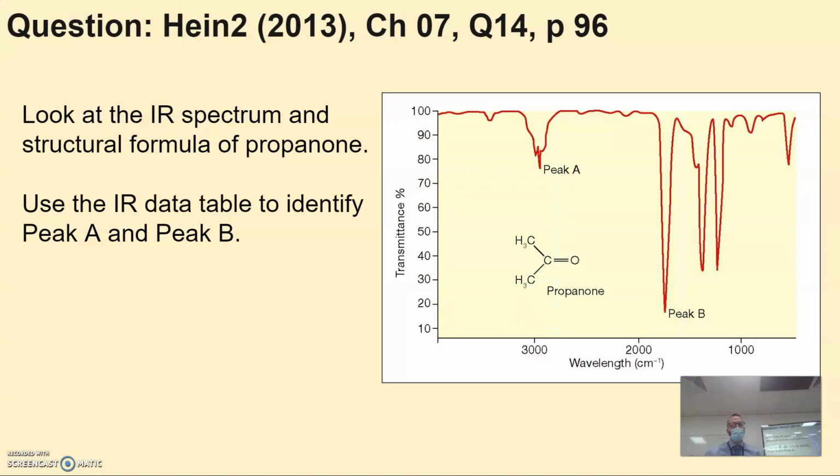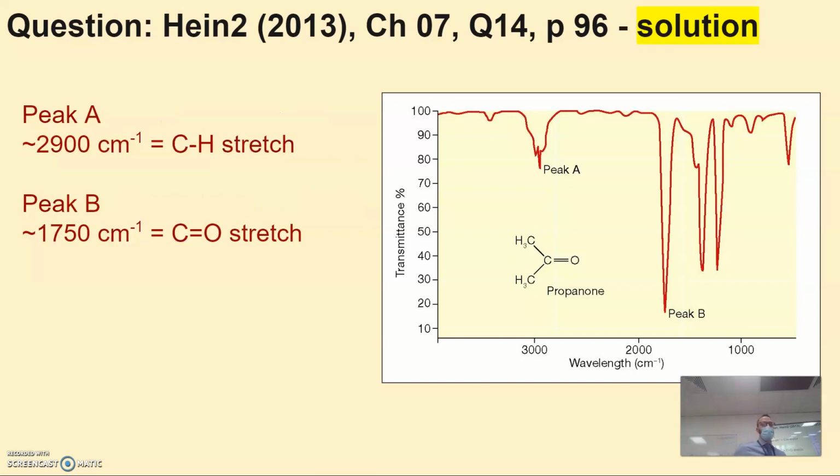All right, use the IR data to identify peaks A and B. What does A correspond with? This is propanone. Peak A corresponds with? What's peak A correspond with? C to H, yep. That's right, and peak B? C double bond O, fantastic. Yeah? So around 2900, C to H, around that 1750, right? C to O stretch.